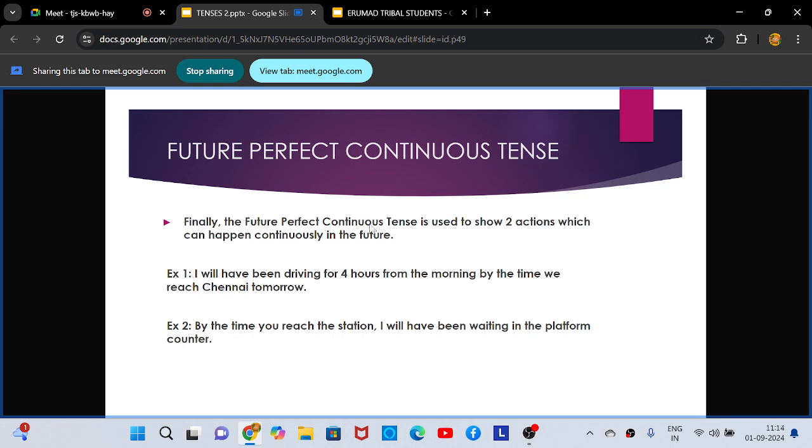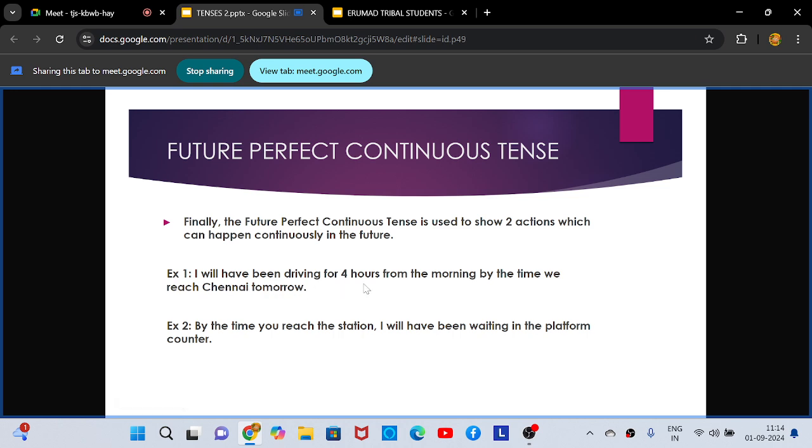Finally, the future perfect continuous tense is used to show two actions which can happen continuously in the future. It can show that two actions will happen continuously in the future. It shows two actions that will happen continuously in the future. Okay. So here you can see example 1.